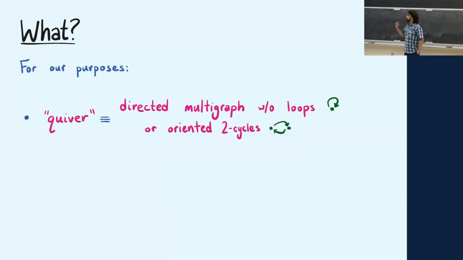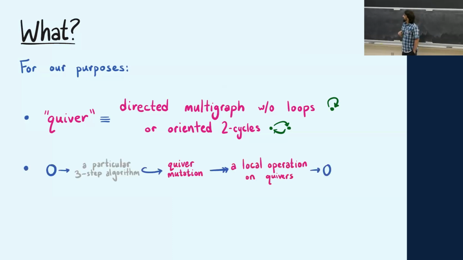Okay, so first of all, what are we talking about, right? For our purposes, a quiver is just going to mean a directed multigraph, no loops, so no vertices with an arrow to itself, and no oriented two-cycles. We've seen these in the cluster algebra talks we've already had today, so I feel good about this.